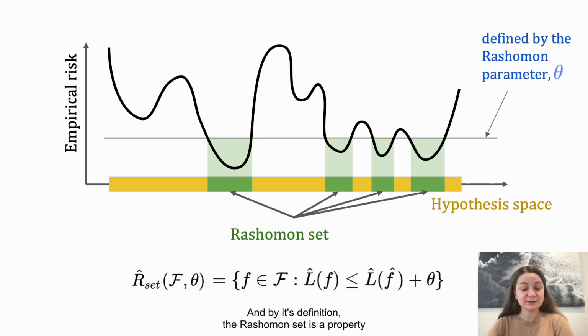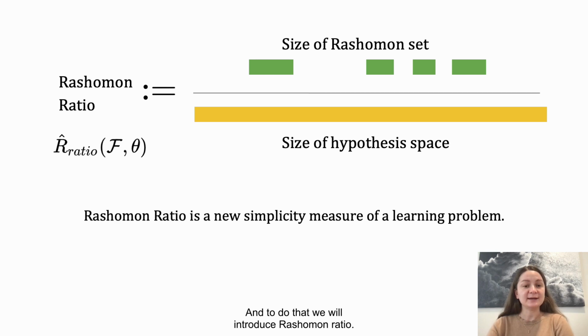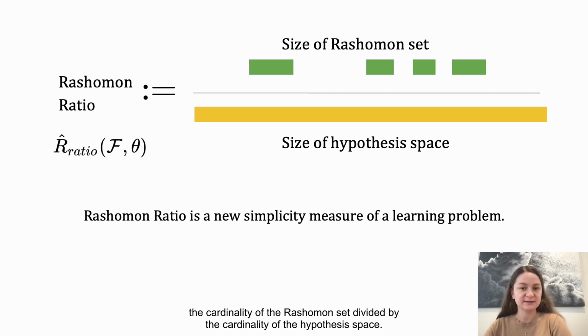By its definition, the Rashomon set is a property of the hypothesis space, of a data set, of the loss function that we choose, and of the Rashomon parameter. There is also a nice question: how can we quantify how large or small the Rashomon set is? To do that, we introduce the Rashomon ratio. The Rashomon ratio is the ratio of the size of the Rashomon set to the size of the hypothesis space. For example, if our hypothesis space is discrete, that would be the cardinality of the Rashomon set divided by the cardinality of the hypothesis space.